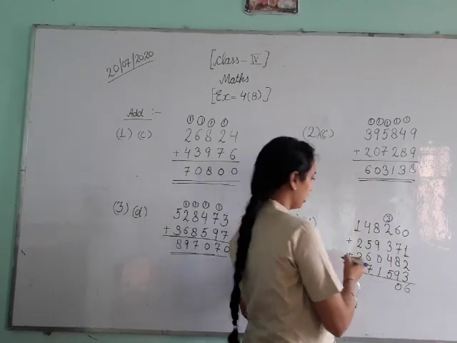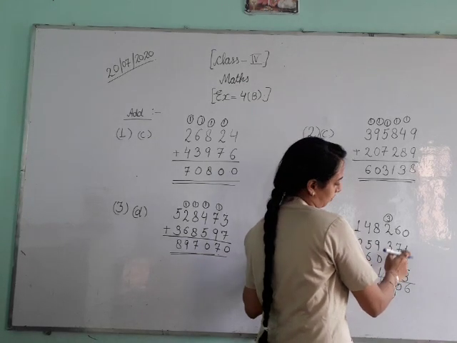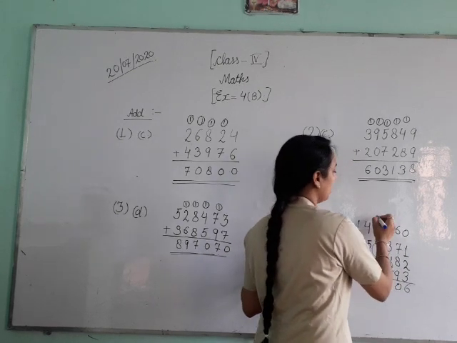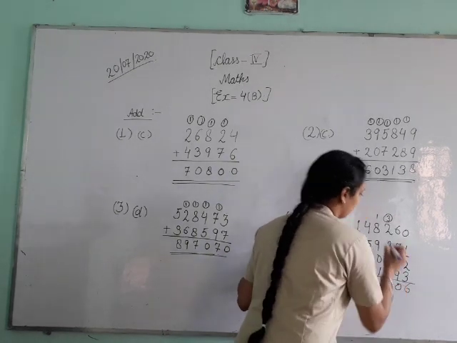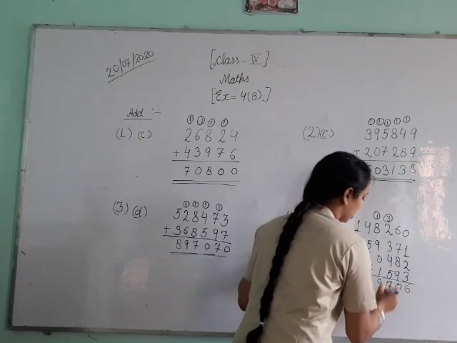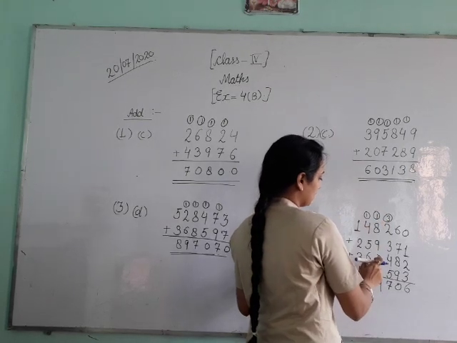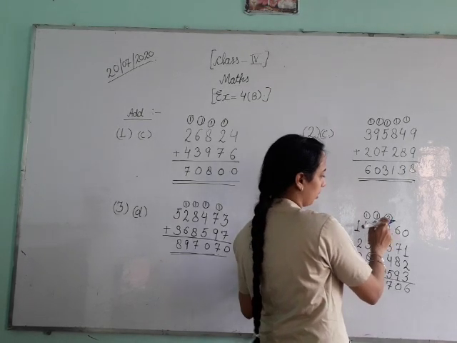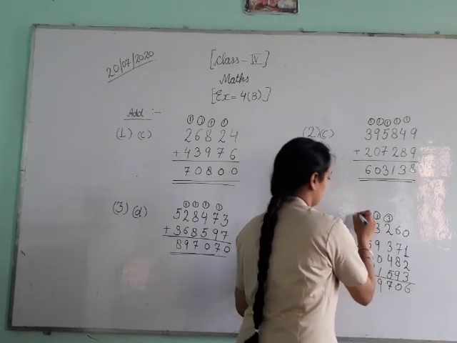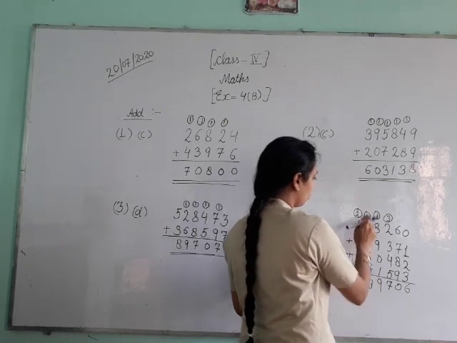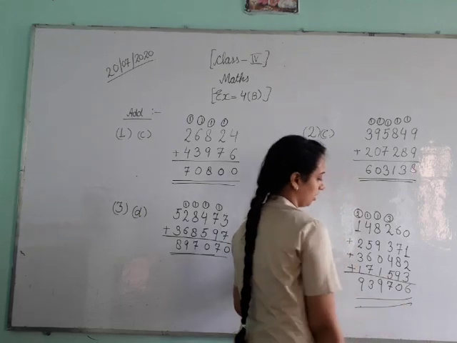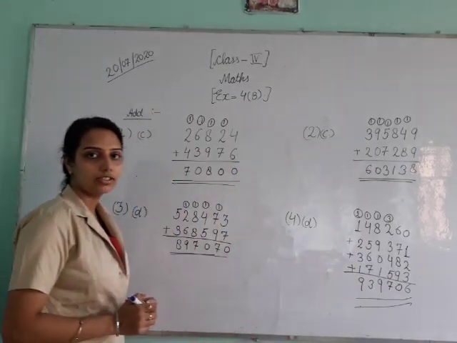3 carry. Okay. Then 4 plus 2 is 6, plus 3 is 9. 9 plus 5 is 14. 14 plus 3 is 17. And 1 carry. 9, 10, 11 and 8 is 19. 0, 7 and 7 are 14. Then 14 and 4 is 18, and 18 and 5 is 23. Now 2, 4, 6, 9. This is your required answer. Understood, dear students? Okay.